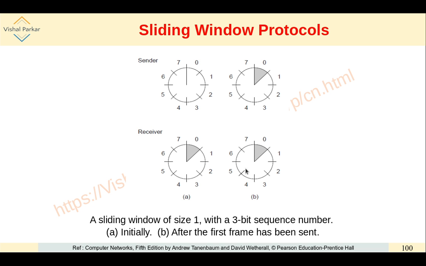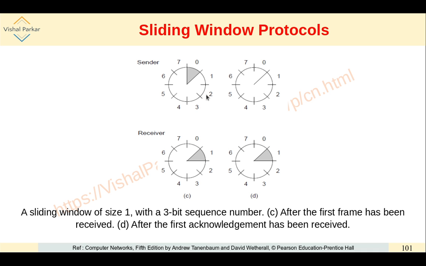Figure B, on the other hand, shows the situation after the first frame has been sent by the sender, so the sender has now opened its window, indicating frame number 0 has been sent but not yet been acknowledged. The frame has not yet been received at the receiver. That's why the receiver is still waiting for the frame. This is indicated by the open window here, the receiving window.